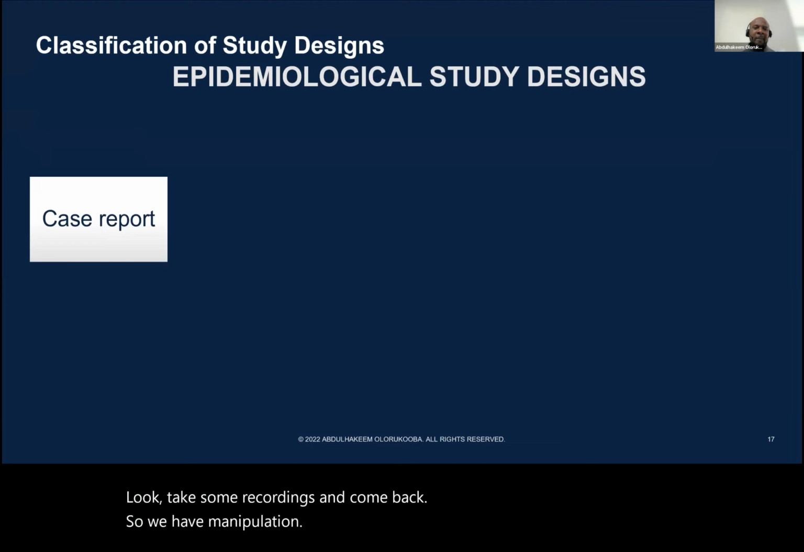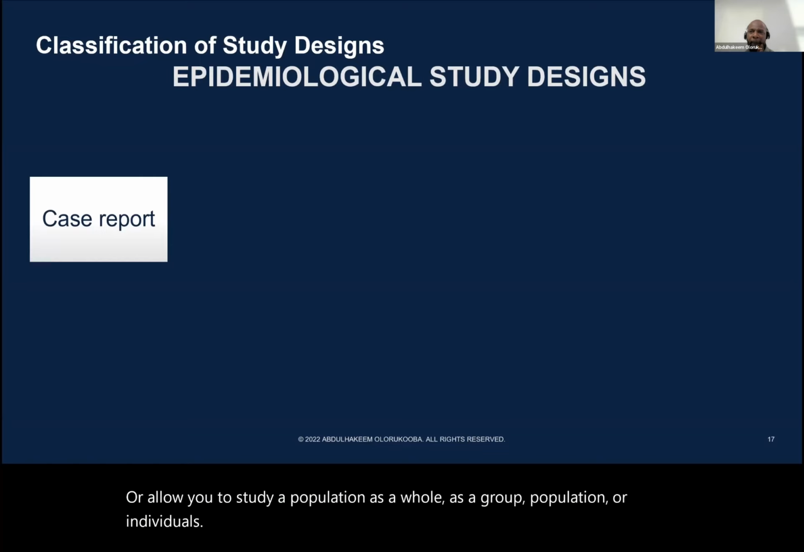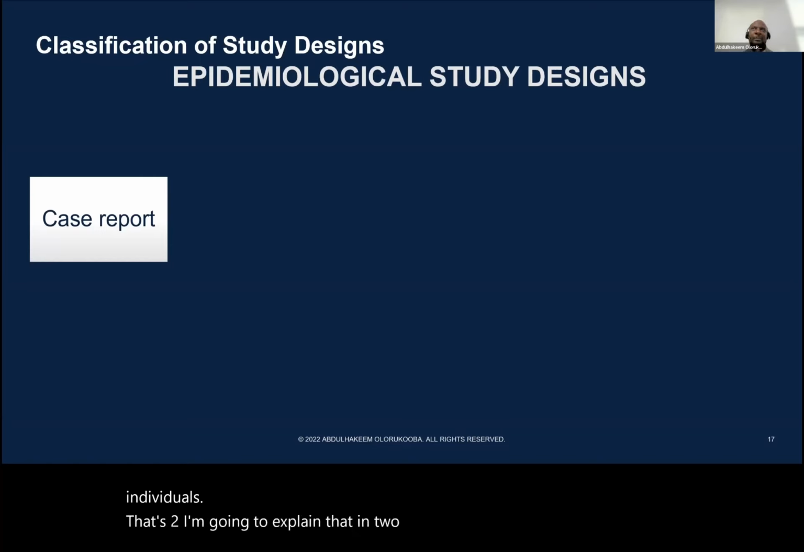All right. The next one is unit of study. Is this design allowing you to study individuals, or allowing you to study a population as a whole, as a group population, or individuals? Okay, that's number 2. I'm going to explain that a little further so you don't get confused.